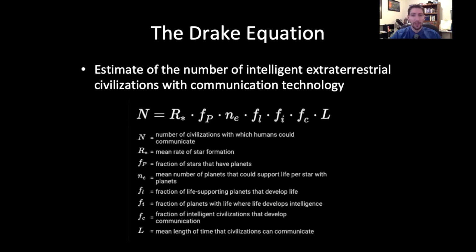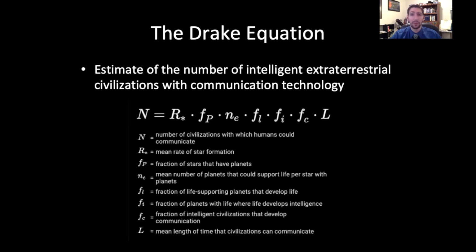At the time that Frank Drake published this equation, none of these values were known, but we now have good estimates on at least the first two. R sub star, the mean rate of star formation, is about 3 stars per year, and f sub p, the fraction of stars that have planets, is about 1. Pretty much all stars have planets. For the rest of these values, we have to make wild guesses.